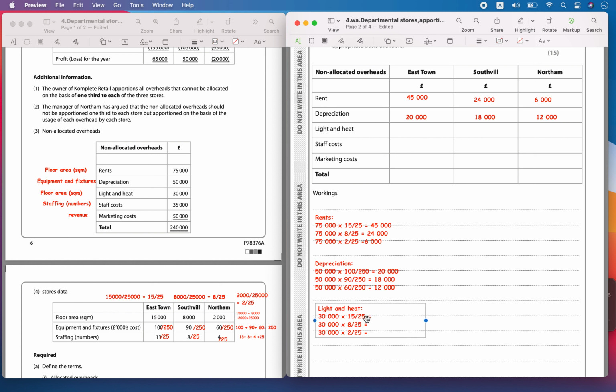Now let's calculate these values. So 30,000, when it is split in the ratio of 15, 8 and 2, the value is going to be 18,000, and for the second one it's 9,600, and for the third one it's going to be 2,400. So let's write these values that have been apportioned like this: 18,000, 9,600, and then you have 2,400.